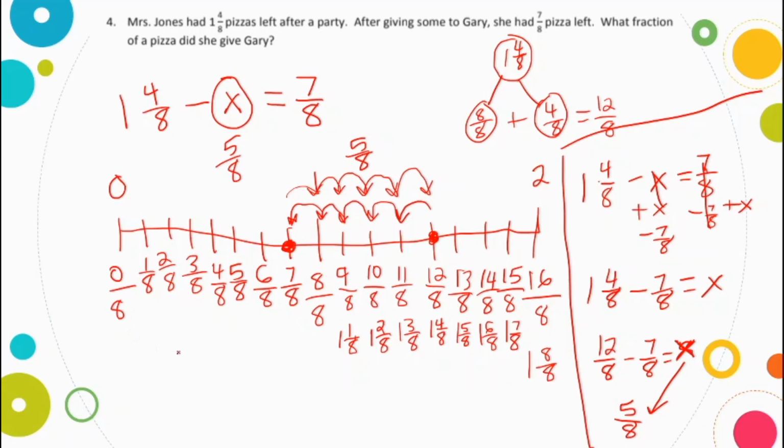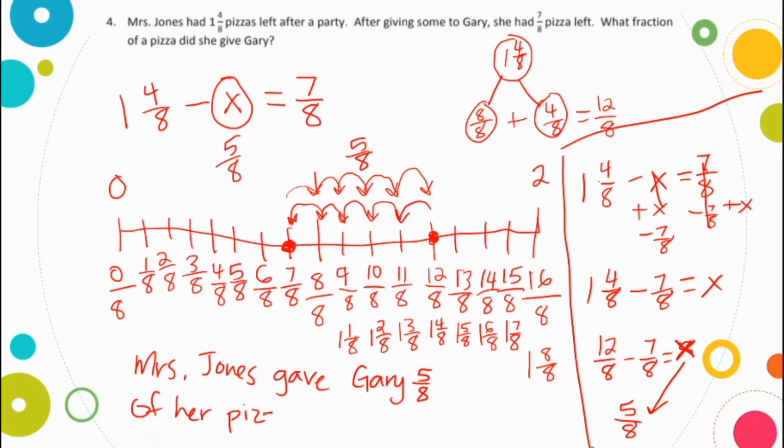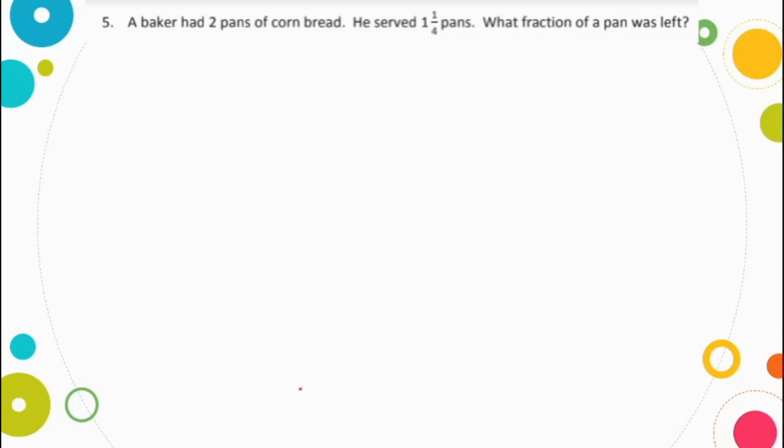So when we write our answer statement, which you should go ahead and do now. Okay, hopefully your answer statement looks something like this. Mrs. Jones gave Gary 5/8 of her pizza. Alright, very nice. Alright, number 5.